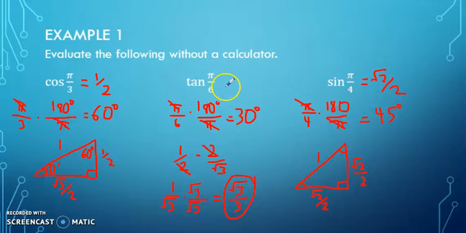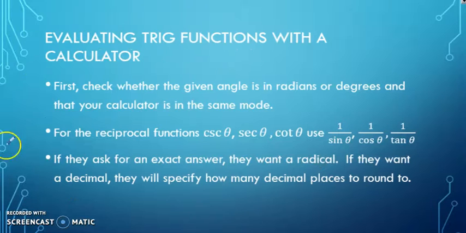Otherwise, it's going to give you the wrong answer. Now, we did change the angles to degrees, so I could have put my calculator in degree mode and said tangent of 30 degrees, and that would have been okay. So that's my first important reminder to you guys. Look at the angle that they have given you. Make sure that it is in the same mode that your calculator is in. For the reciprocal functions, cosecant, secant, and cotangent, most calculators do not have keys for entering those. So what you have to do instead is remember what the reciprocal relationships are.